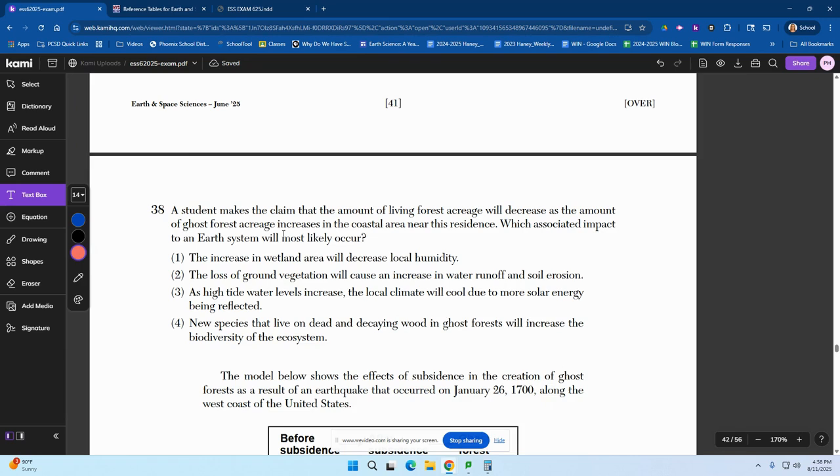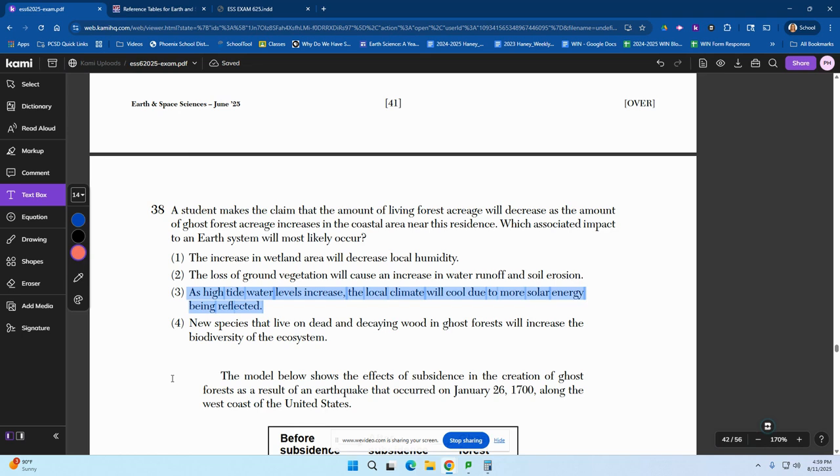As high tide water levels increase, the local climate will cool due to more solar energy being reflected. So water does not reflect. Water is going to absorb more, right? So typically, if my water level is increasing, let's say the amount of water is not going to influence how much is reflected per se, right? We talked about an ocean exposed in the Arctic versus white ice, which is going to reflect or absorb differently. But in this case, rising water levels is not really going to change that enough. So 3 is not a great option.